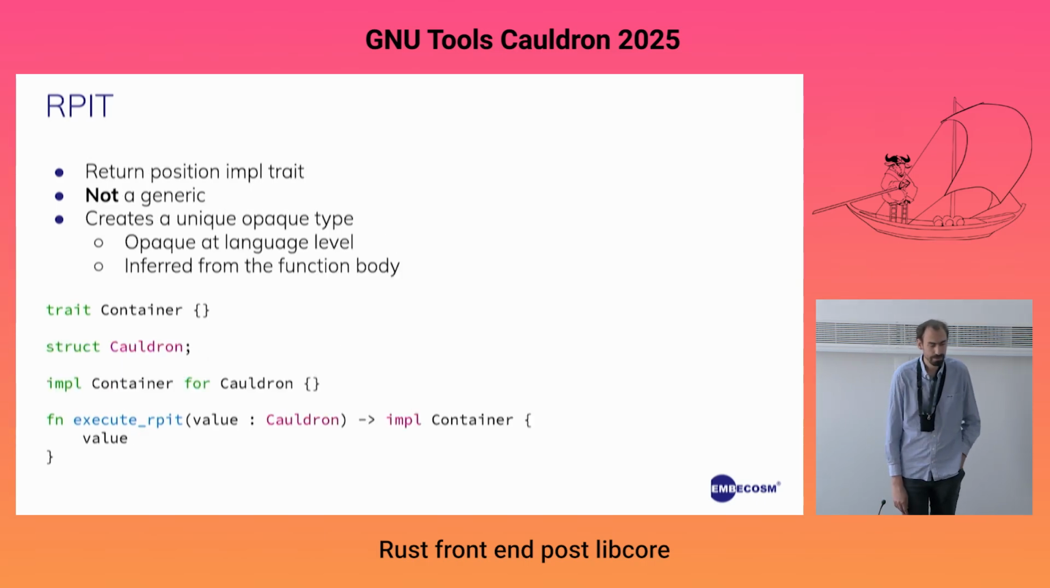The second kind of bit is the return position impl traits. This one is a bit tricky because it doesn't work in the same way. It is not a generic. In fact, the compiler needs to create a unique opaque type, and it is opaque at the language level. Obviously, the compiler knows which type it is. I mean, otherwise it wouldn't work. It wouldn't be able to work with that type. And that type is inferred from the function body.